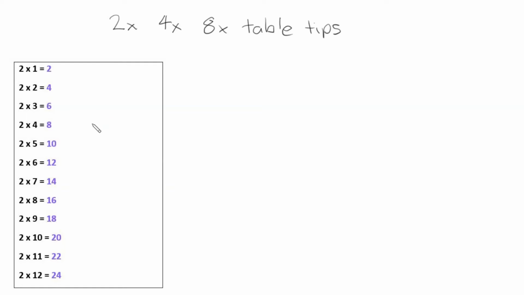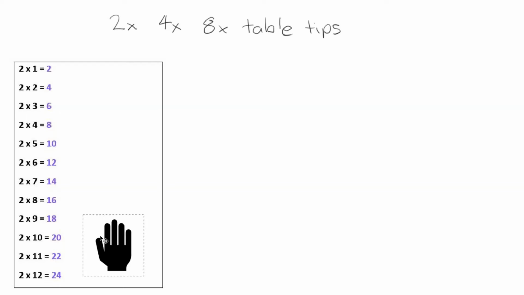Now, I know it might seem easy and obvious, but the 2 times tables can be approached a couple of ways. One of the most common ways is you can use your hand and imagine you are counting, skip counting in 2s, as you can see here. 2, 4, 6, 8, 10.